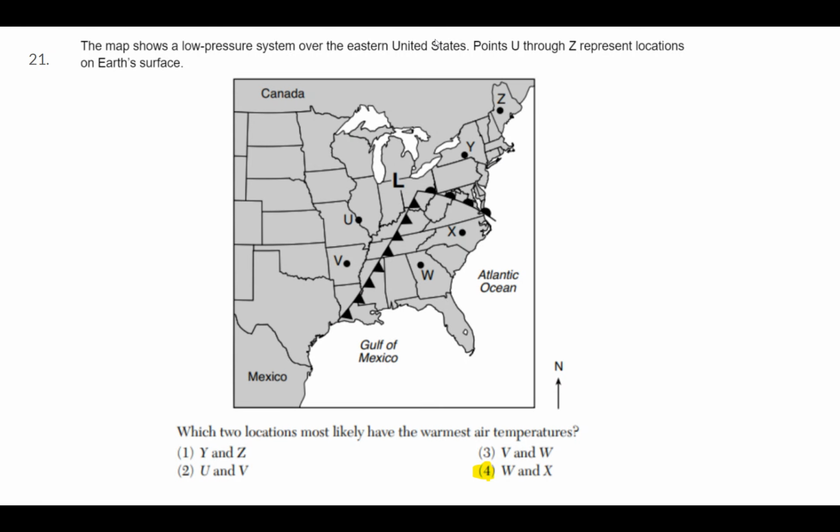21. The map shows a low pressure system over the eastern United States. Points U through Z represent locations on the Earth's surface. Which two locations most likely have the warmest air temperature?